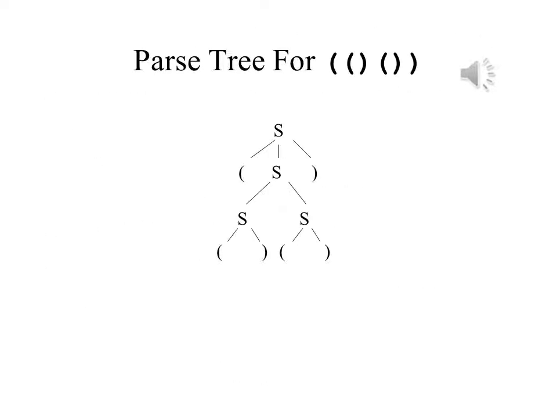The parse tree that you see in the slide is a graphical representation of the process of deriving the string in the previous slide based on the grammar specified in that slide. We can see here that the original S derives an S in parentheses, and that the S in parentheses derives two S's, each of which derives a pair of parentheses.